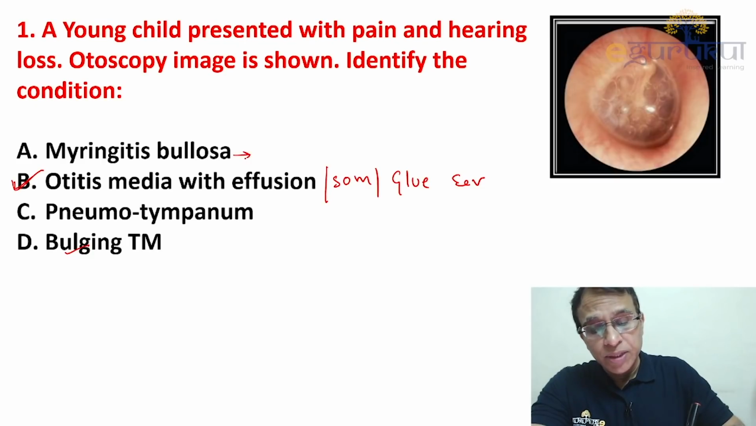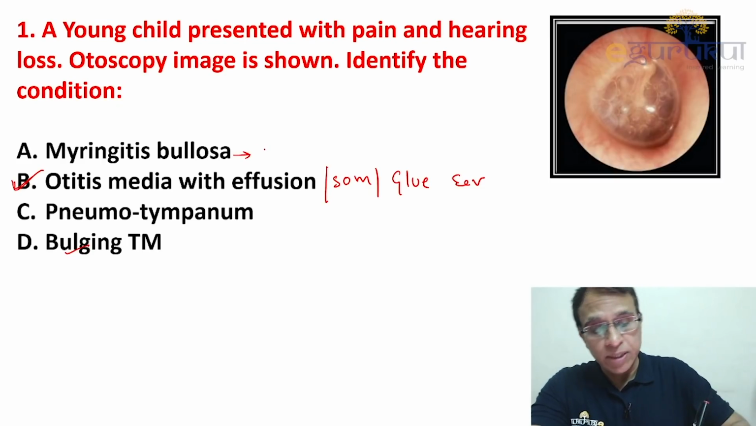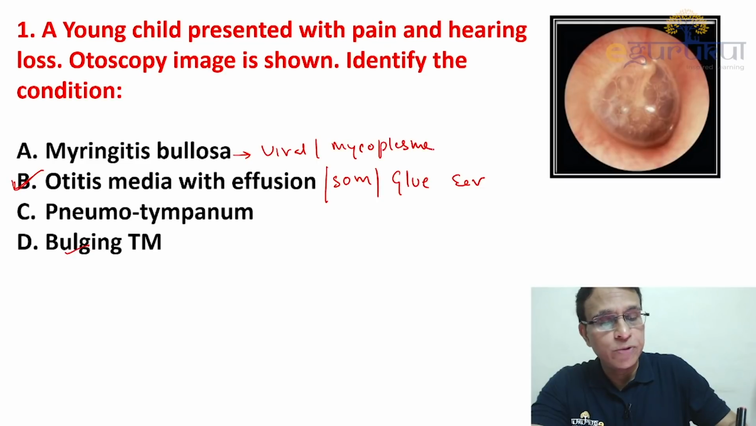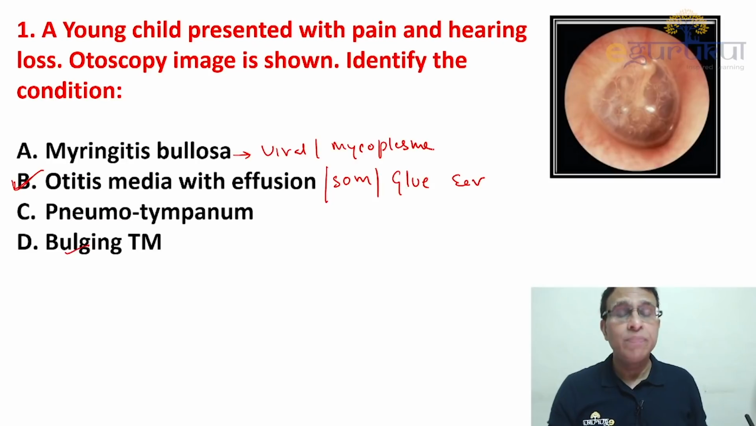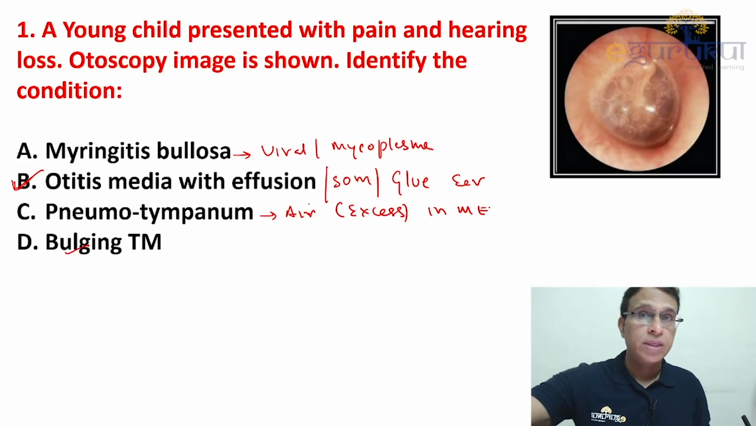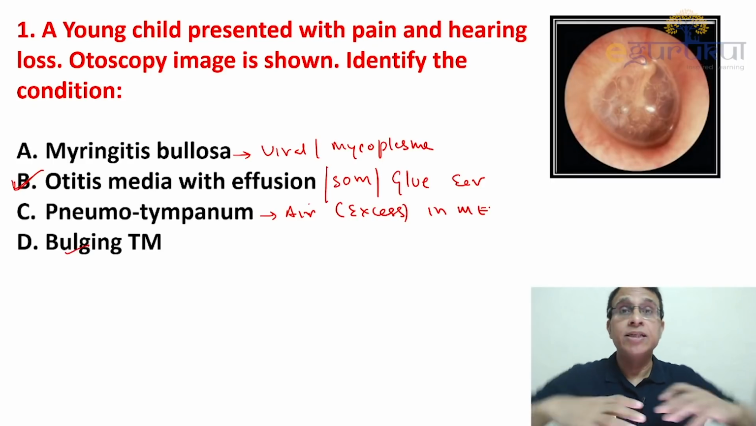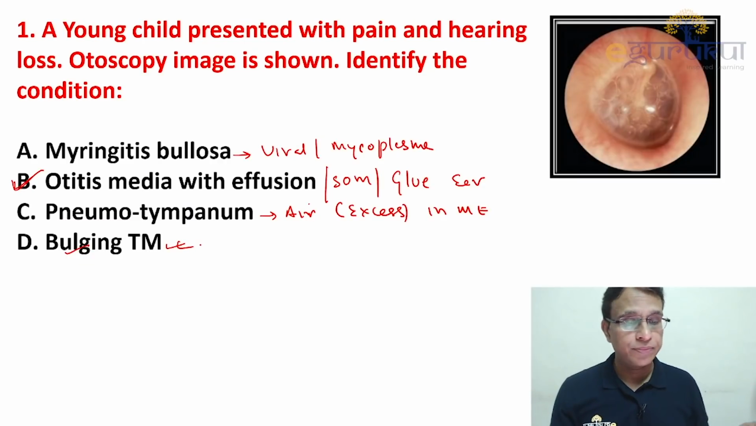Myringitis bullosa is a swelling on the tympanic membrane due to either viral infection, which is influenza virus, or mycoplasma. Some even say that it is due to streptococcus, and there is swelling on the tympanic membrane. I'll show you the image of that. And pneumotympanum means air in the middle ear. This excess air in the middle ear causes a bulging tympanic membrane. So a bulging tympanic membrane is very similar to pneumotympanum, right?